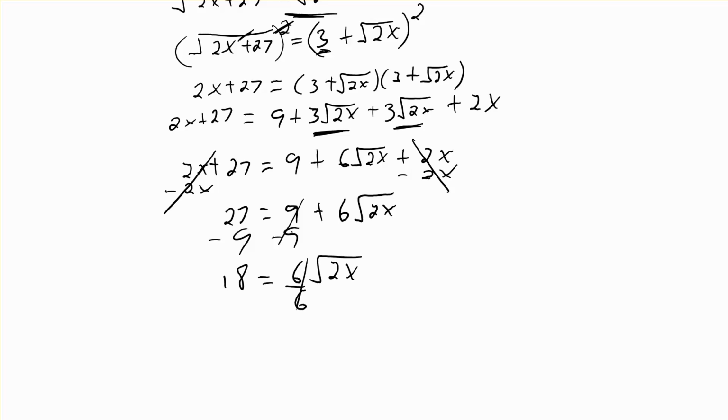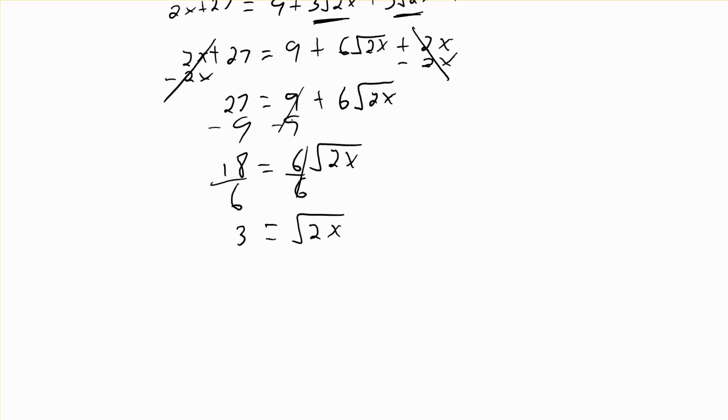Divide by 6, divide by 6. I've got 3 is equal to square root of 2x. Next step, I've got to get rid of the square root symbol, so I'm going to square. I'm going to say 9 is equal to 2x. So x is going to be equal to 9 over 2.